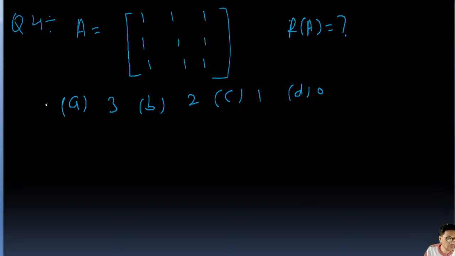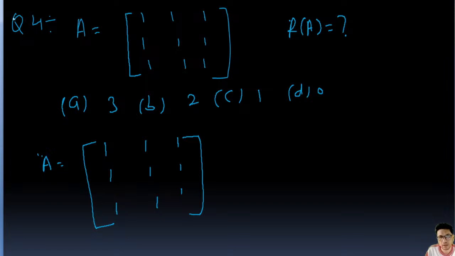So how are we going to find it? Since A is given, we'll do the operation. So A is 1 1 1 1 1 1 1 1. This is the A which is given.